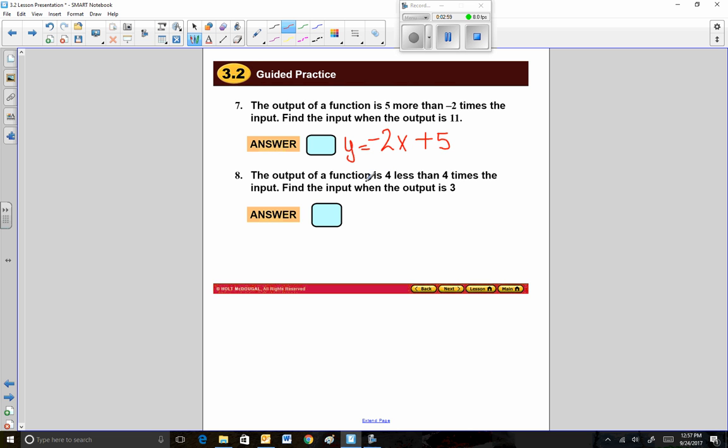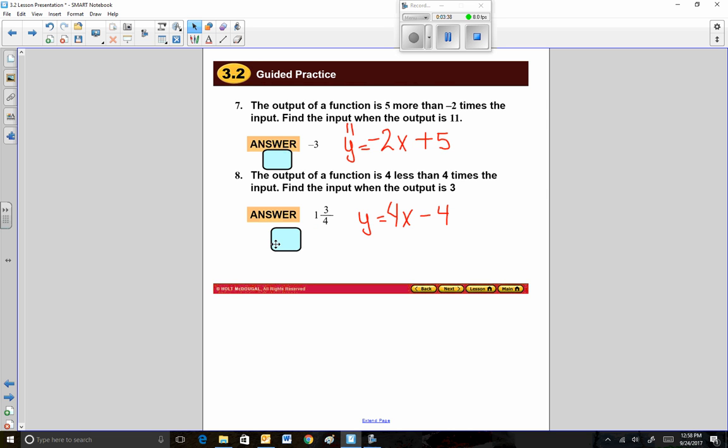Now on this one, let's see if we can interpret it. The output of a function is 4 less than. Oops, got to put a minus 4 at the end because it says 4 less than. 4 times the input. Input is x. So y equals 4x minus 4. Now when you actually take an 11 and place it in here, you will be able to solve by subtracting your 5 and dividing by negative 2. And when you did that, you should have been able to get that x is negative 3. When you place the 3 in here, you should have been able to get 1 3/4.